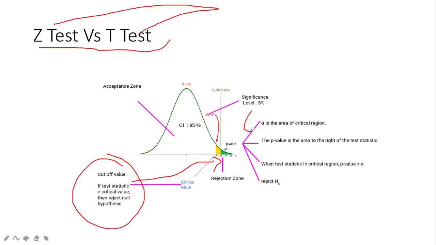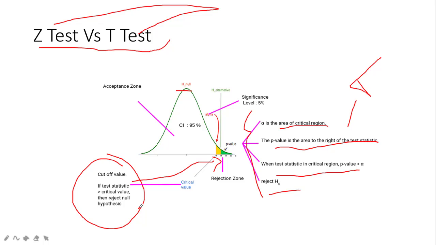Now the p-value depends upon the area of the critical region. The p-value is the area to the right of the test statistic. Then we compare the test statistic with the critical region and p-value, and reject at the significance level. Here we have the null hypothesis, the acceptance zone, the significance level and the alternative hypothesis. We observe these things in the t-test as well, and this is how it will be calculated, so that we get the proper analytics. This is how we need to use the two together.